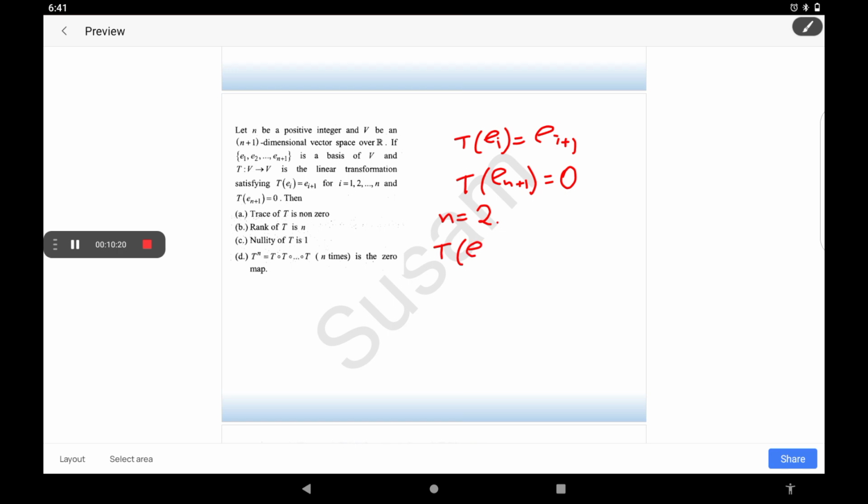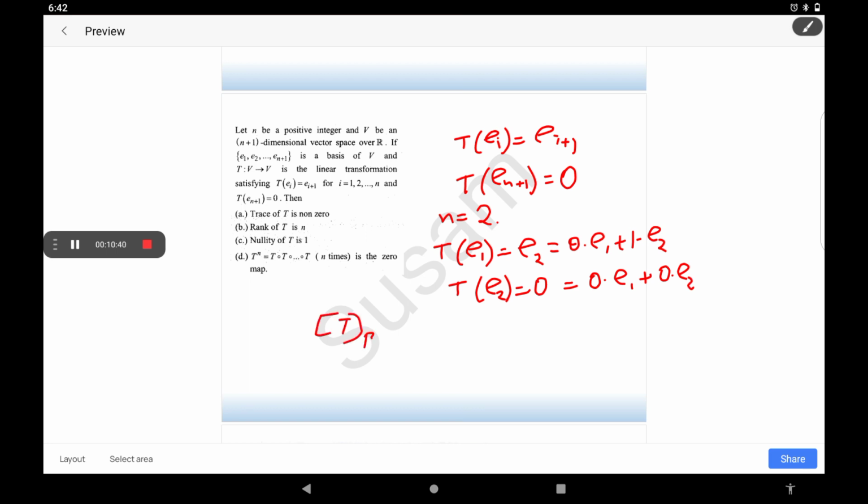So T of e1 is your e2, T of e2 is 0. This can be written as 0 e1 plus 1 e2, 0 e1 plus 0 e2. So the matrix of T with respect to this basis is 0 1 0 0. So is the trace of T non-zero? No, the trace of T is 0, because by mathematical induction, if it is true for n equals 2, then it must be true for n.